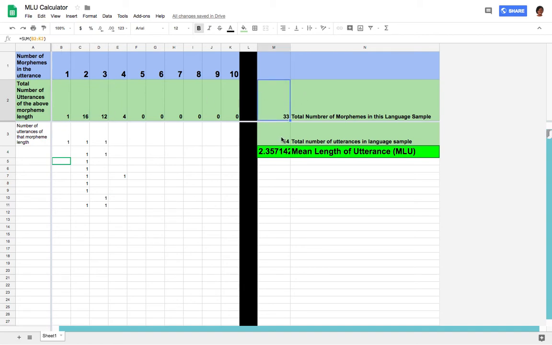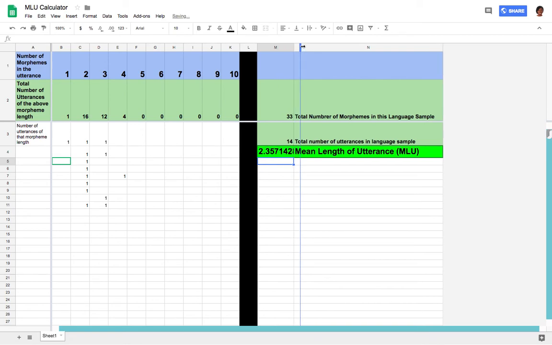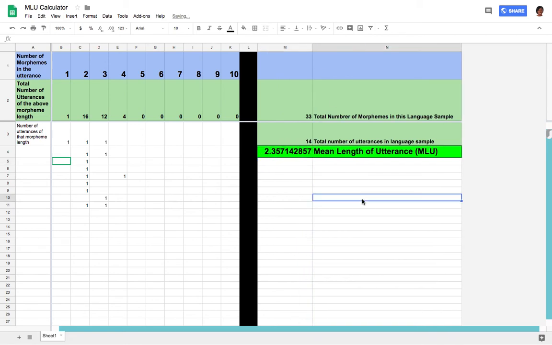So that checks out. And then the total number of utterances in the language sample, if we count these ones, there was 1, 2, 3, 4, 5, 6, 7, 8, 9, 10, 11, 12, 13, 14. Then this formula I have in there just automatically calculated those by dividing, and there we have our answer for mean length of utterance. And if I want to move this to see the full thing, there we go.